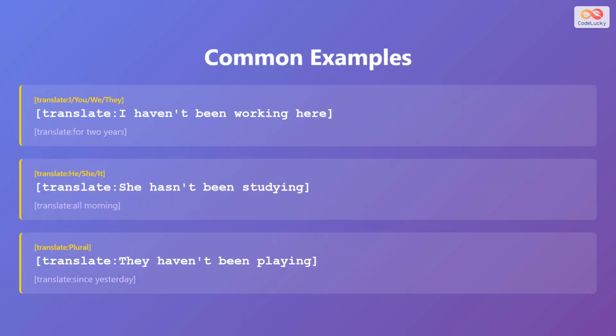Here are some practical examples. For I, you, we, or they, we say I haven't been working for 2 years. This means the person was not working during this period. For he, she, or it, we say she hasn't been studying all morning. This tells us she did not study during that time. For plural subjects, we say they haven't been playing since yesterday. These examples show how to apply the structure with different subjects and time expressions. Notice how haven't and hasn't are the contracted forms of have not and has not.